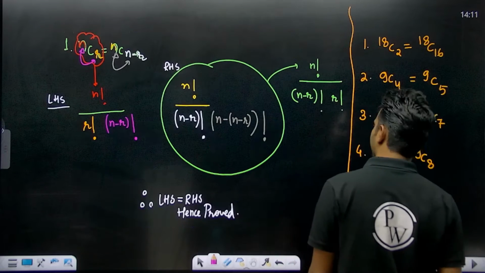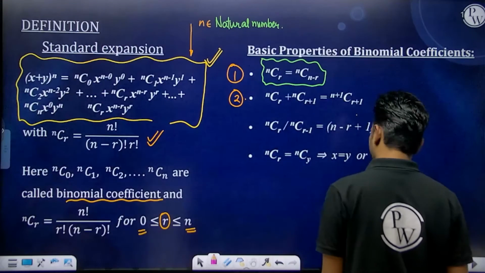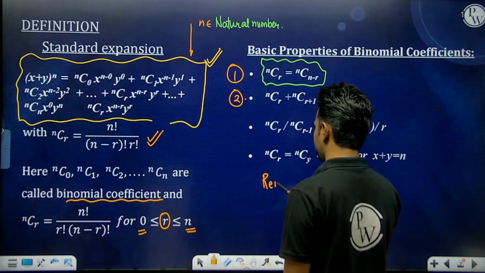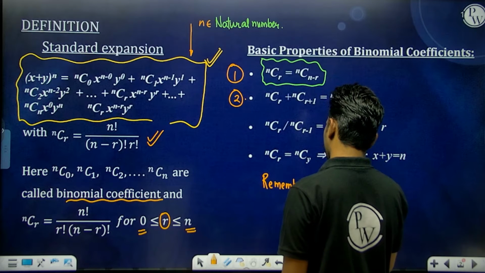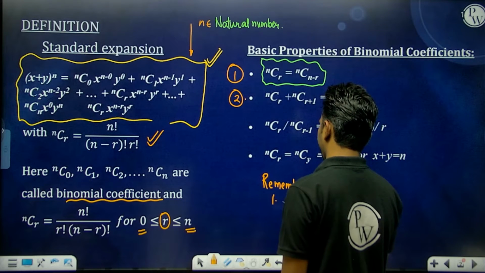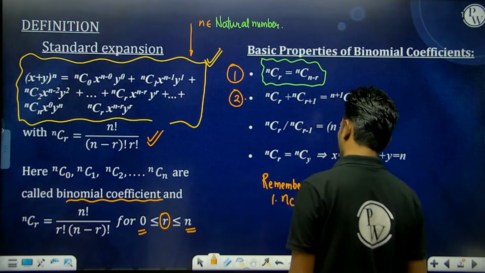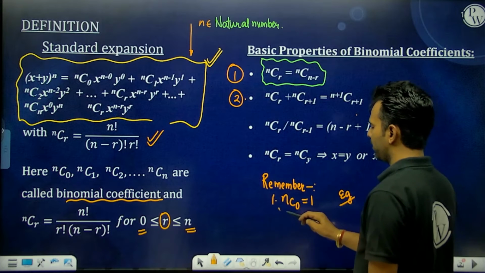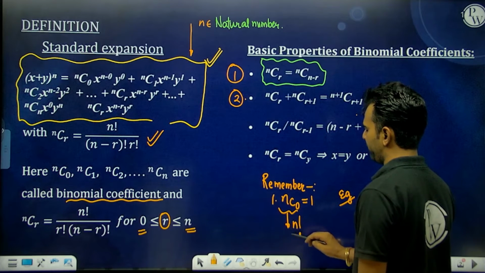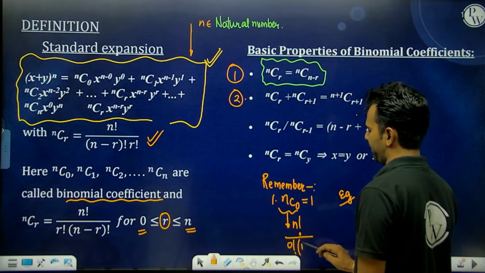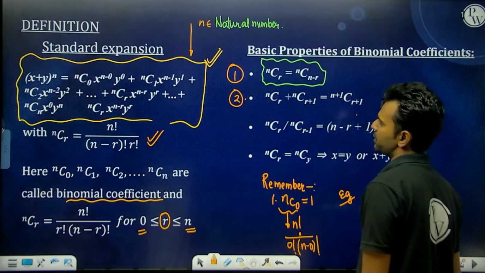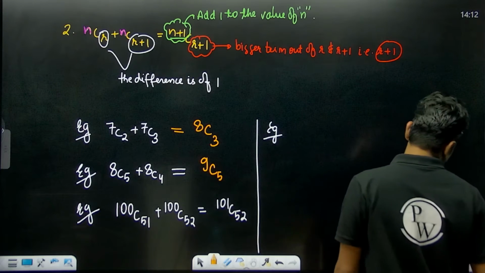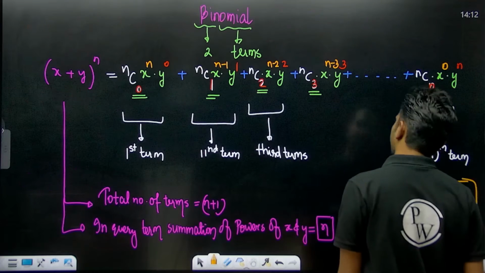Before that, let me quickly tell you a few things over here. Remember, you must remember these things. The value of nC0 is always equal to 1. You can calculate it by formula as well, because if you apply the formula over here, it is going to be n factorial divided by 0 factorial and n minus 0 factorial. By the way, you must know this also, that the value of 0 factorial is nothing but 1. This is an exception which you can understand through the topic permutations and combinations.